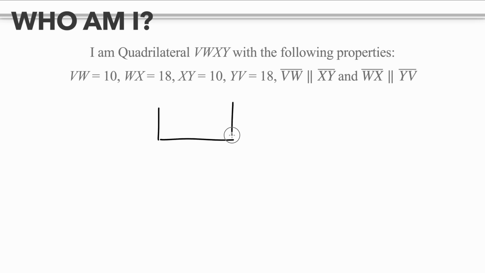Okay, so I'm going to draw 4 sides. It looks like a rectangle, but anyways. All right, I'm going to go V, W, X, Y. I decided to go this way, but wherever I went, you have to follow it all the way through. All right, VW is 10, WX is 18, XY is 10, and YV is 18. Okay, opposite sides are equal. We know it's a parallelogram, at least.